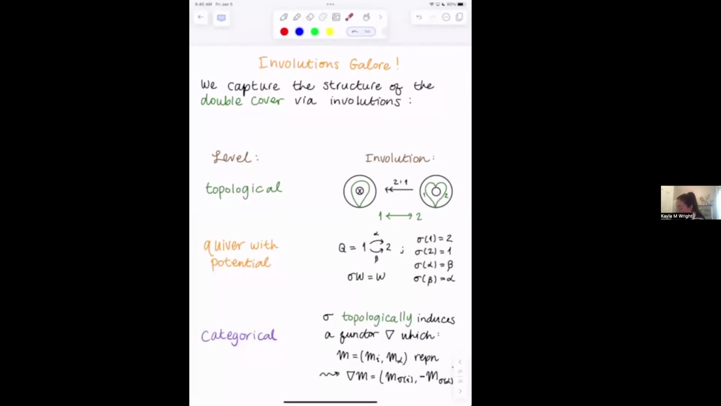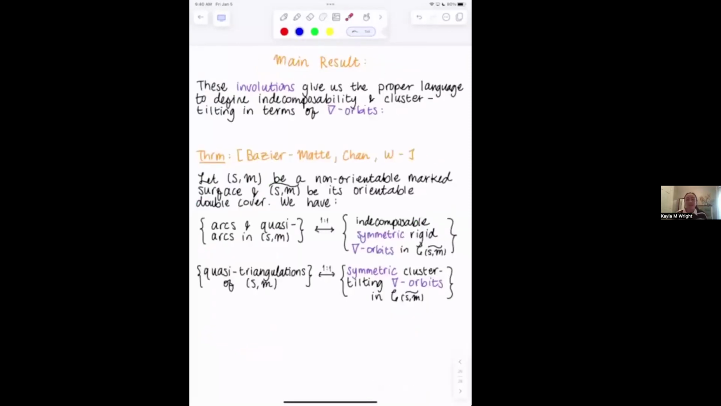So I'm running out of time, but I just want to get to the main results. These involutions give us the proper language to talk about indecomposability and cluster tilting in terms of these nabla orbits. So our main theorem is that we have a nice bijection between arcs and quasi-arcs on our surface and indecomposable symmetric rigid nabla orbits of objects in the cluster category associated to the double cover. And similarly, if we look at quasi-triangulations of our non-orientable surface, these are in correspondence with symmetric cluster tilting nabla orbits of the cluster category for the double cover.